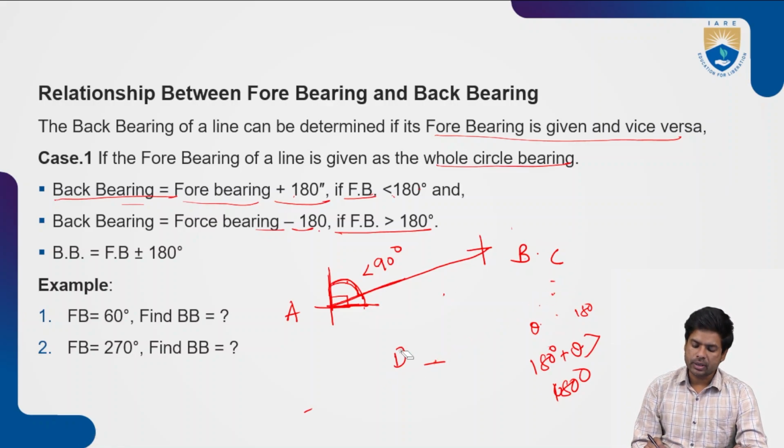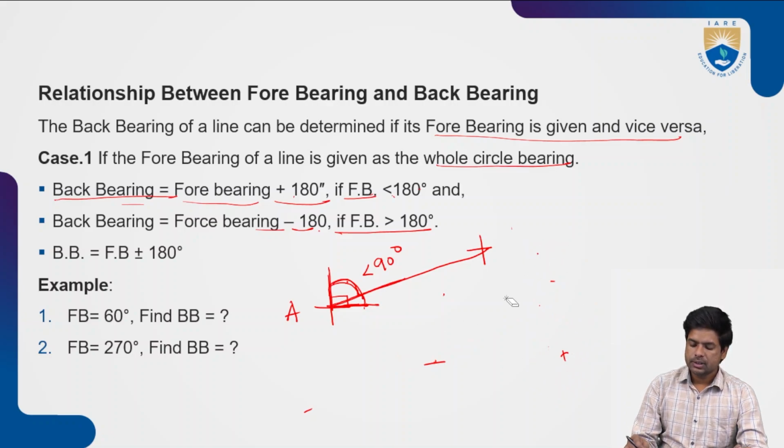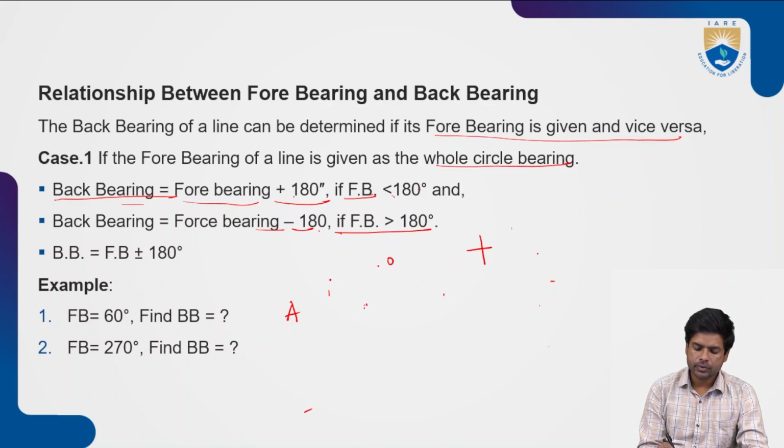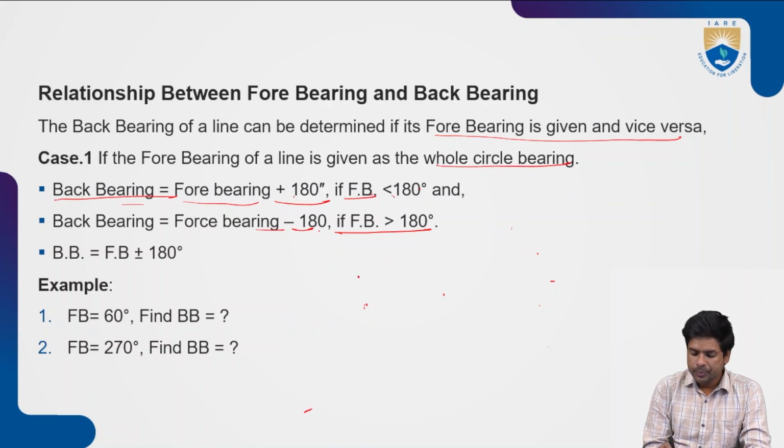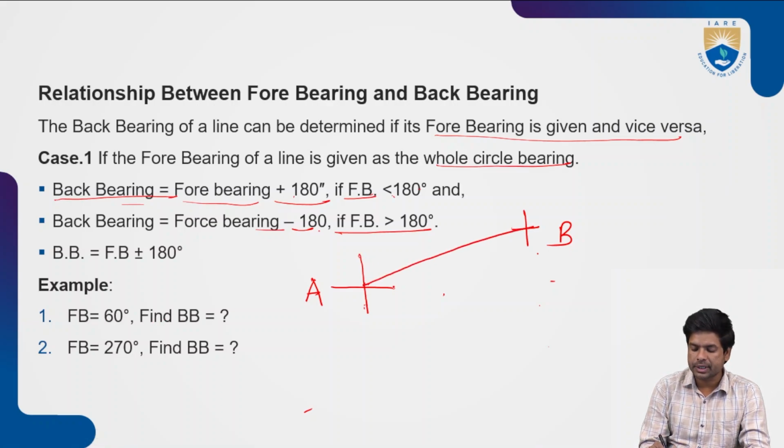So now here we will do one small example problem. Small example for calculating the back bearing. Now see, forebearing is given as 60 degrees. So 60 degrees is nothing but in which quadrant it will come? It will come in first quadrant, right? So now see, this is the station A. Now the station B will be here. So now the forebearing is given as 60 degrees. That means the forebearing will be lying in the first quadrant, that is less than 90 degrees. So here this will be 60 degrees.